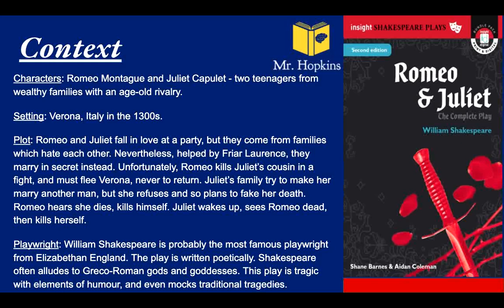The play is written poetically, mostly in iambic pentameter, in either blank verse or rhyme verse. Shakespeare often alludes to Greco-Roman gods and goddesses. He references them. And the play is tragic with elements of humour, and it even mocks traditional tragedies a little bit. So that's a bit about Romeo and Juliet.